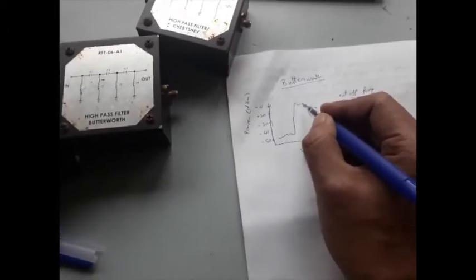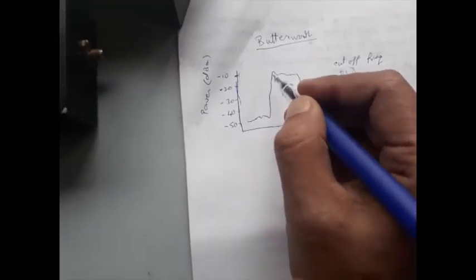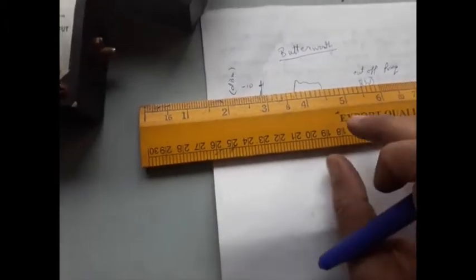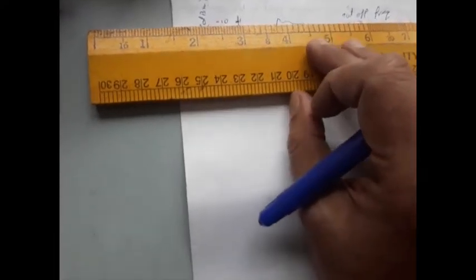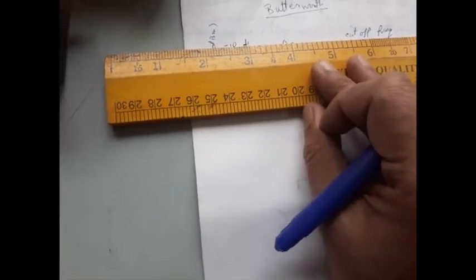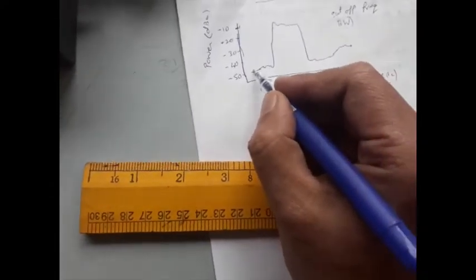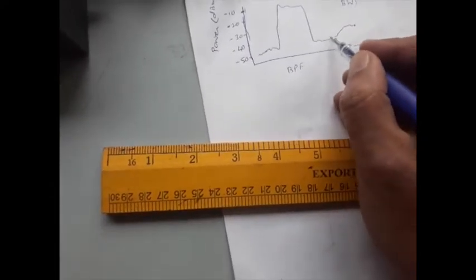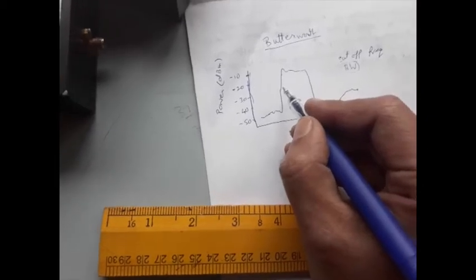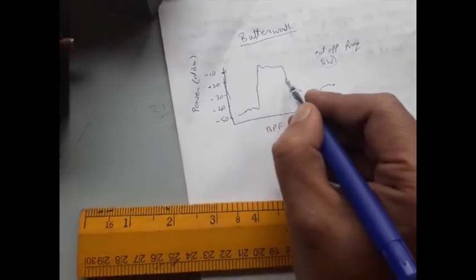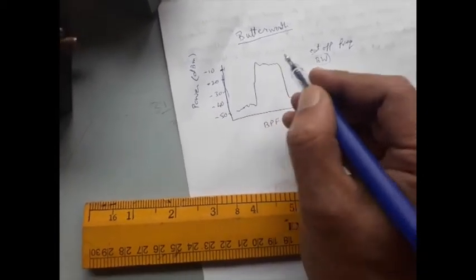So what you have to do, you place one scale right here, and draw an average line of this pass band. This one is the pass band. Look at this figure. This is the stop band, this is the stop band, and here we have the pass band, right? Because we are getting higher power.